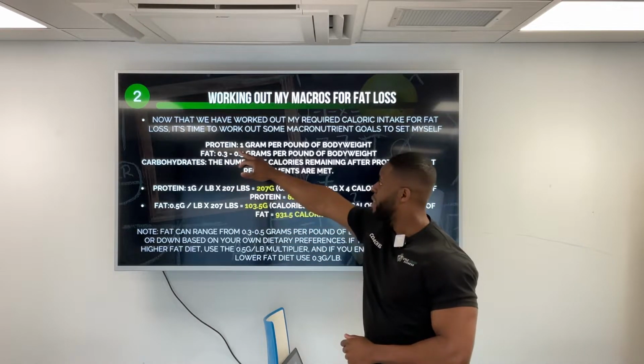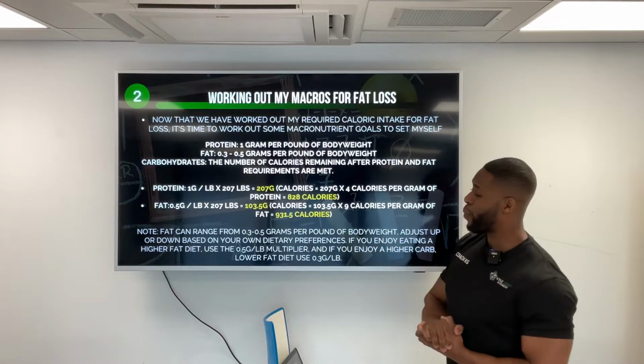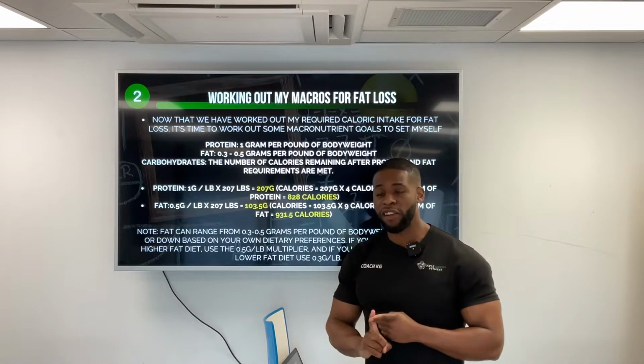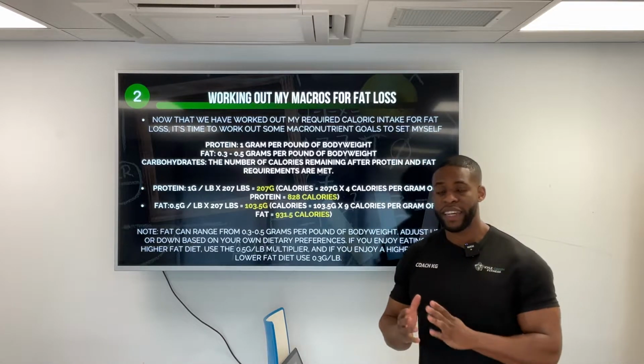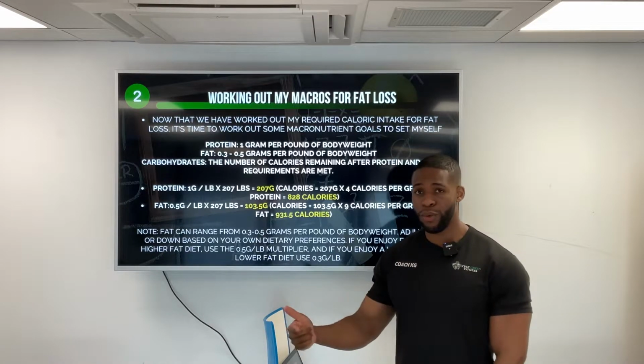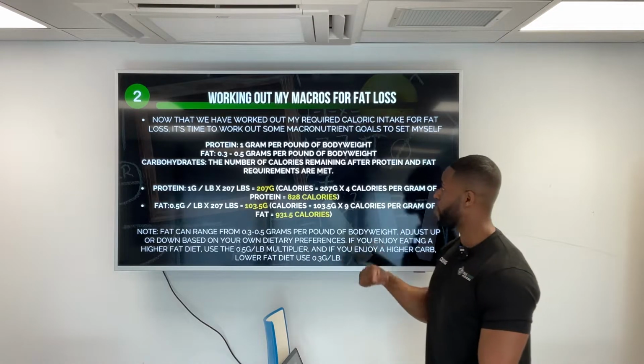Protein is 1 gram per pound of body weight. So if you're like me, I actually work in kilograms. Times your weight in kilograms by 2.2, and that will give you the pounds equivalent, okay?